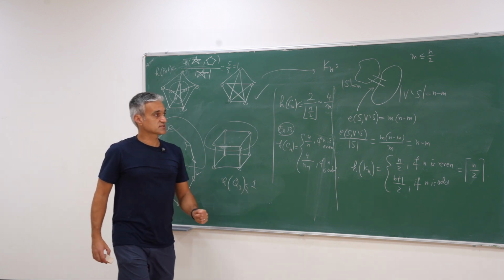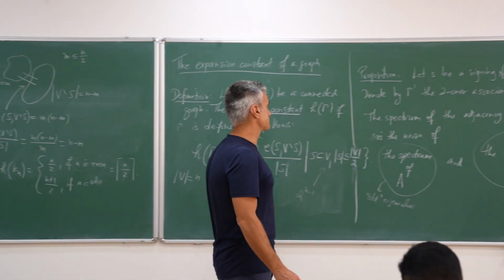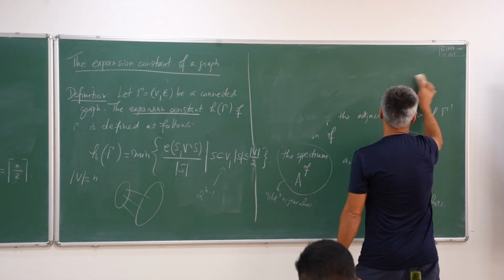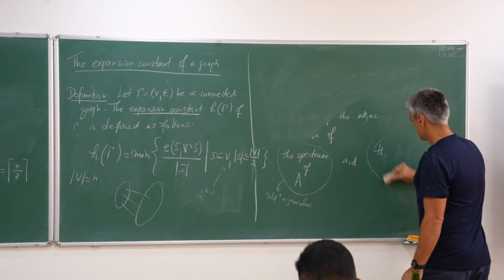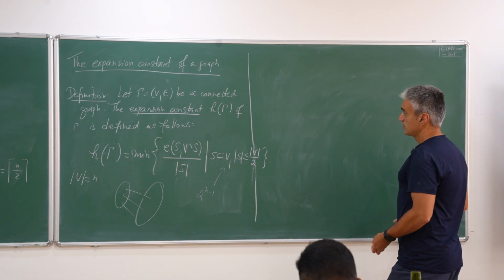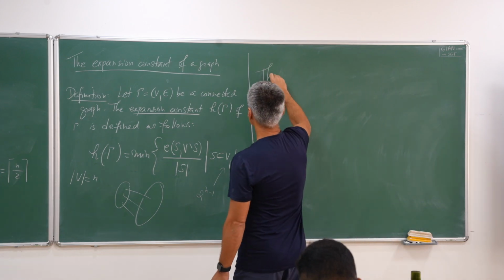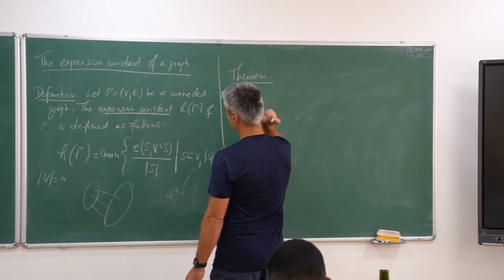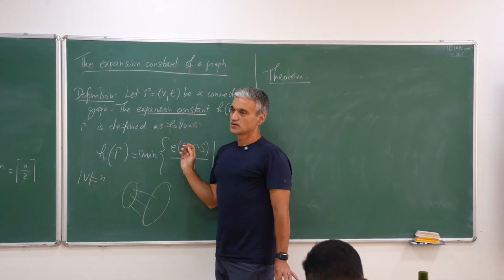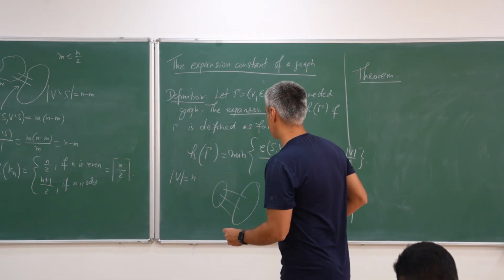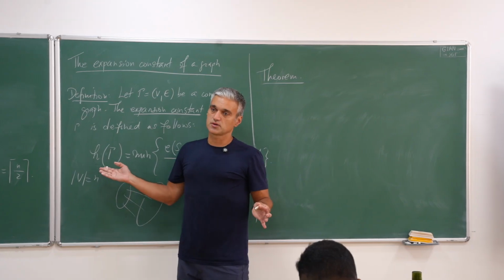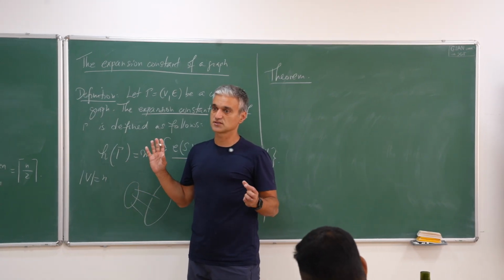So these are just some simple examples. Let me erase here. So here's a theorem that will help us. Before I say the theorem, about this h of gamma, some people like to assign informal meanings to various parameters. h of gamma measures whether your graph has essentially bottlenecks.